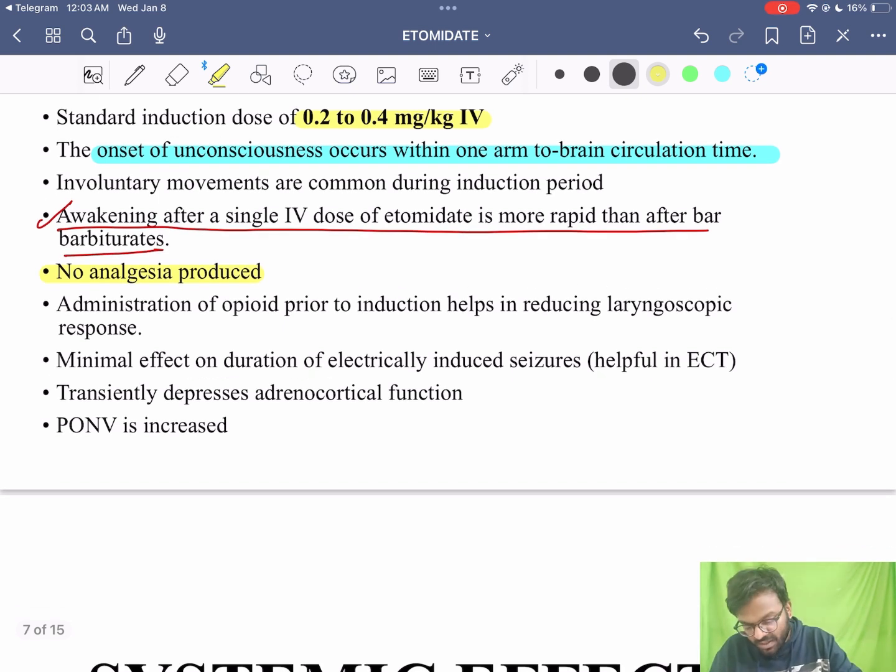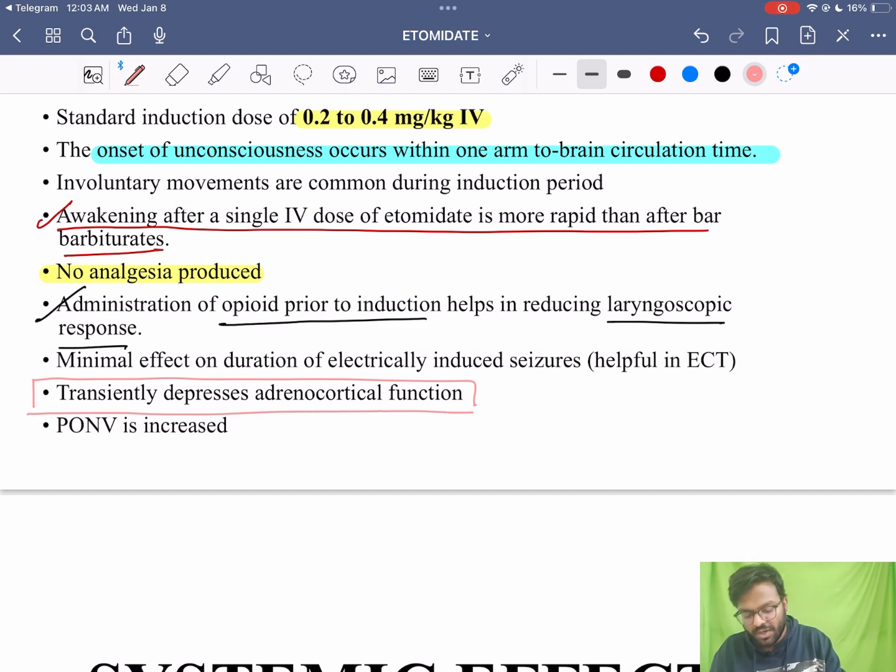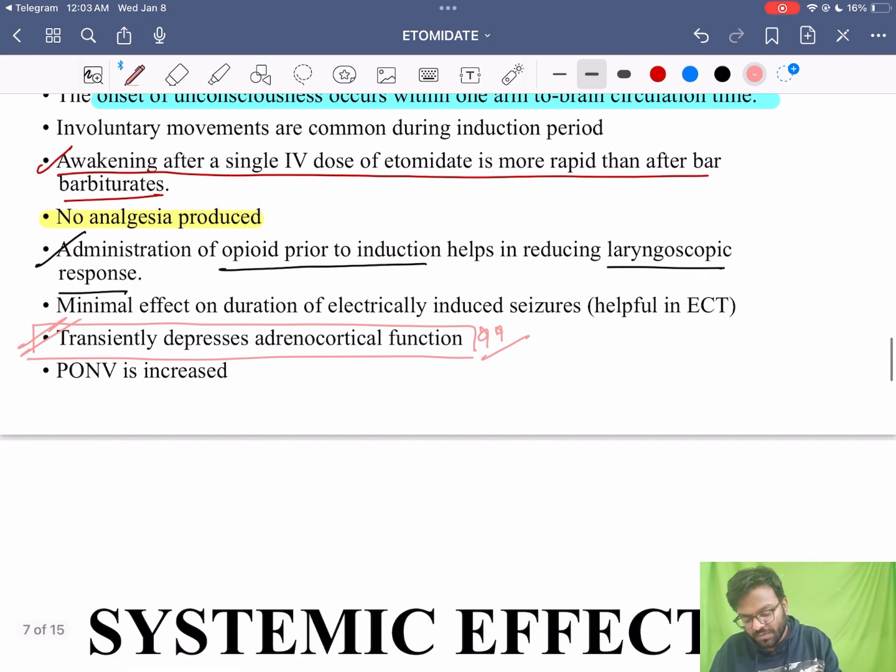So, like other IV agents, here also you can give opioid prior to induction, which will help reduce the laryngoscopic response. There are multiple ways by which we can reduce the laryngoscopic response. One of the most common ways used is to give opioid prior to the induction. We'll talk about this point a little later. There is a transient depression of the adrenocortical function. This is one classical feature of ETOMIDATE. This will be discussed further in the class. And one thing with ETOMIDATE is that the incidence of post-operative nausea and vomiting has increased.